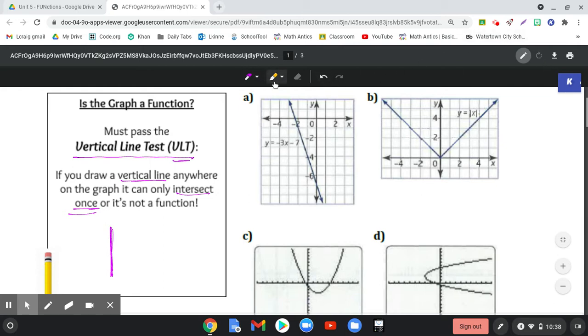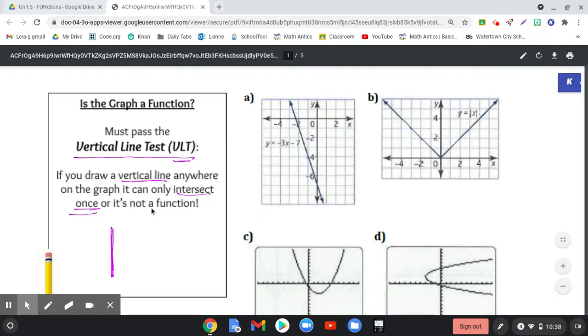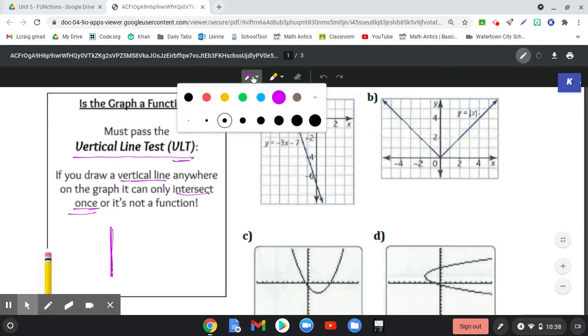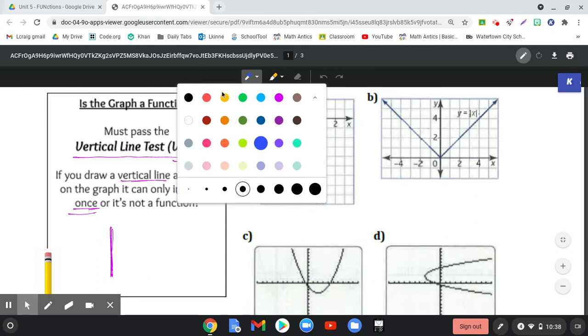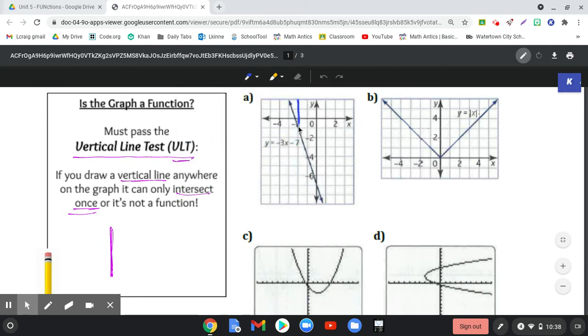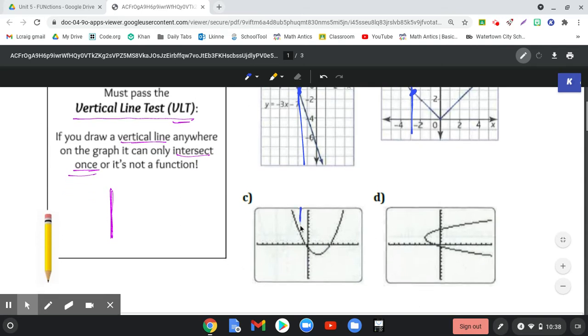So let's see if I can turn off my pen here and make it so that I can drag this along. Maybe not. Okay. Well, I tried. So if I were to draw that line anywhere on here, let me change up the color. If I were to draw a vertical line anywhere on here, it's only going to intersect once. It doesn't matter where I draw it. Same thing on this one. I can draw it here, here, here. It's only going to intersect it once at a time. Same with this one. I could draw it here. It's only going to intersect once. If I move that over, it's only going to cross once.